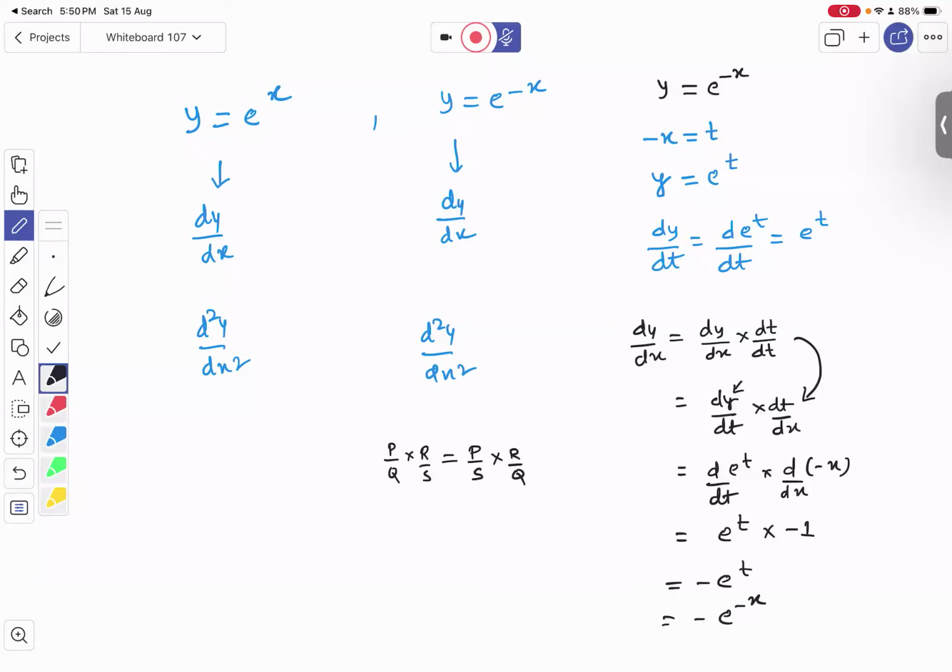Clear, no? Yes, sir. So basically, you will be doing this thing: dy by dx of e to the power ax plus b, if I give you. That's going to be a into e to the power ax plus b.